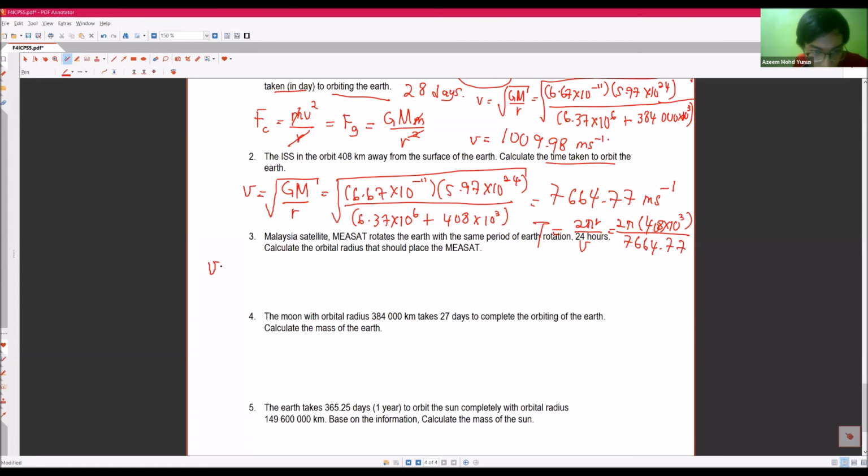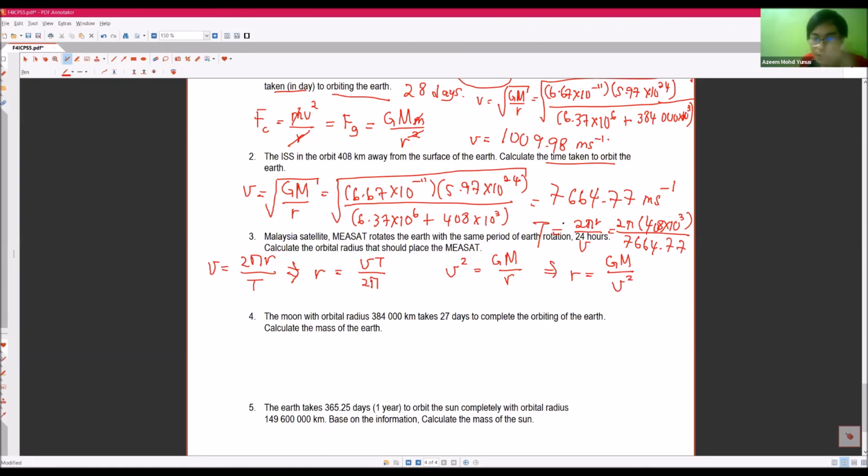So first, the velocity formula for a circular motion is 2 pi r over t. Then we need to rearrange r. So it will become Vt over 2 pi. Again, what are the formula that has r? Basically, the formula for the linear V square equal to Gm over r. So again, rearrange r. R equal to Gm over V square.